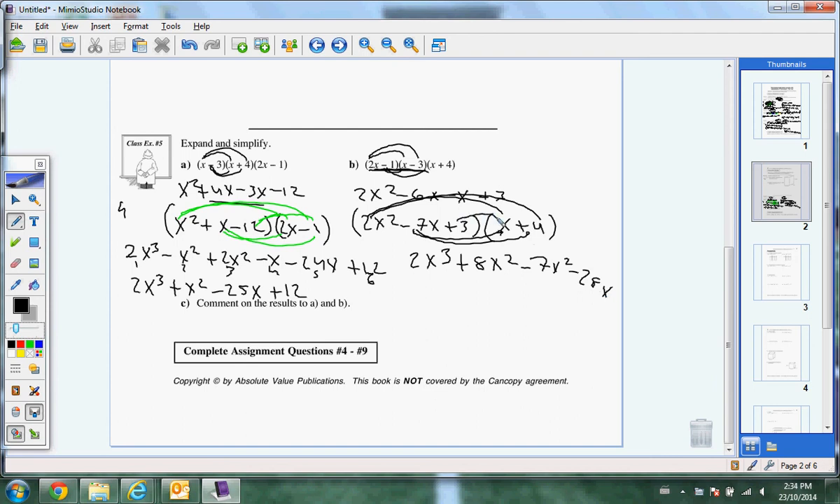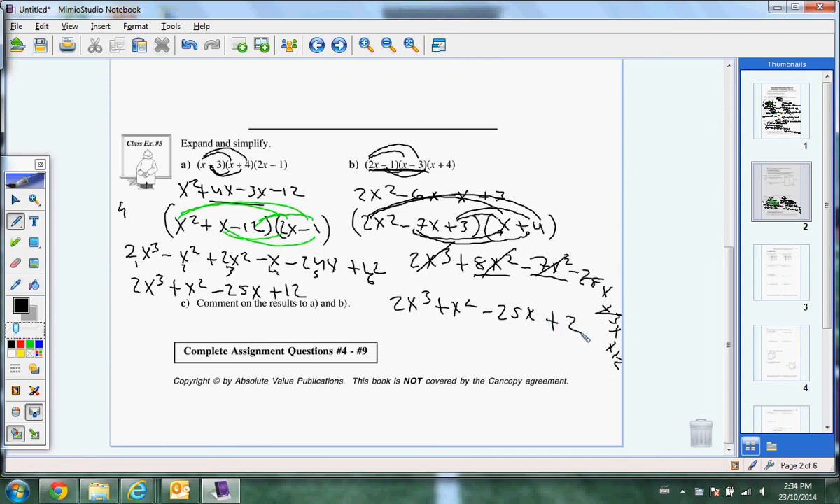And Taylor, what's 3 times x? Okay, and what's 3 times 4? 12. Okay, so our like terms, 8x squared, negative 7x squared, that gives me a 1x squared. We know there's no other x cubed, so we just write that. So those are done. Negative 28x and plus 3x is negative 25x.